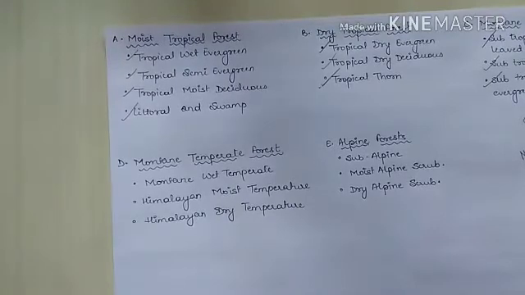Now they are mainly found in the higher hills of Tamil Nadu and Kerala in the south, and also in the eastern Himalayan region. We have the hills of West Bengal, Assam, Arunachal Pradesh, then Sikkim and Nagaland. In these areas, these montane wet temperate forests are found.